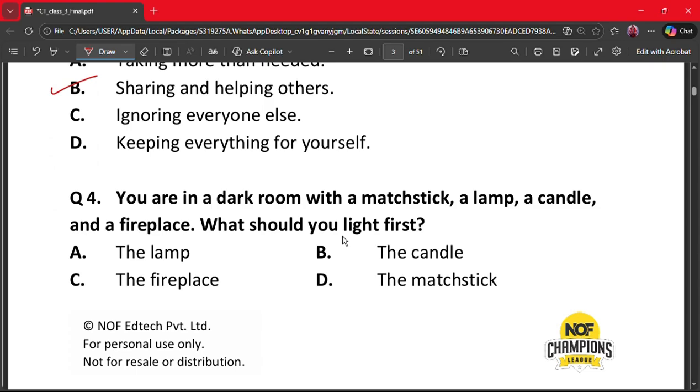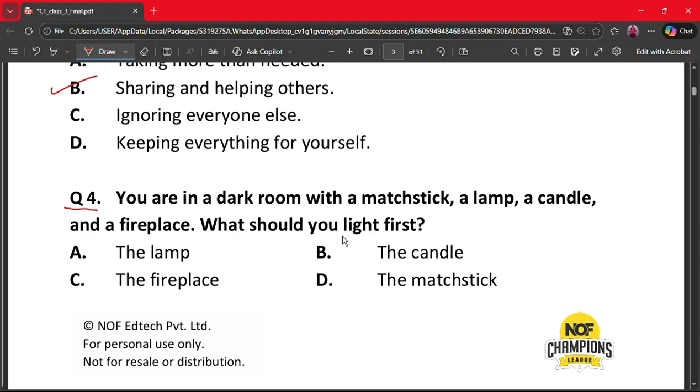Question number 4. You are in a dark room with a matchstick, a lamp, a candle, and a fireplace. What should you light first? A. The lamp. B. The candle. C. The fireplace, and D. The matchstick. The correct answer is option B. The candle.